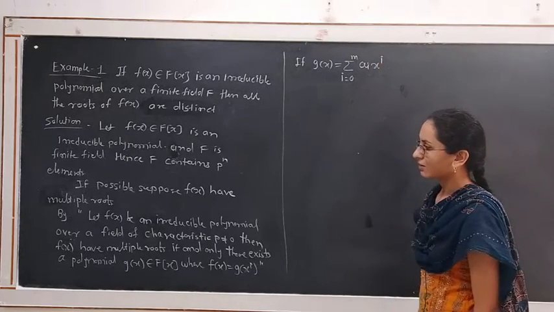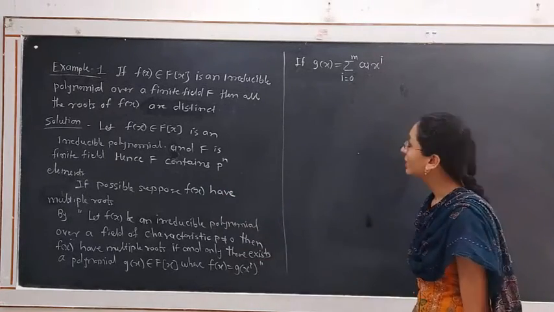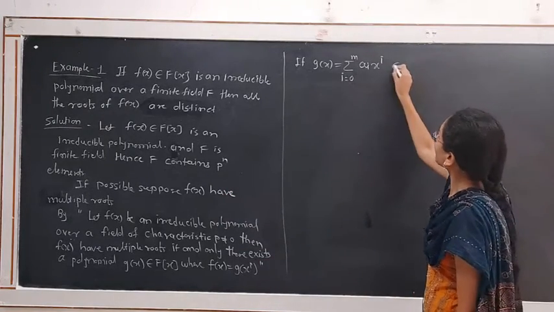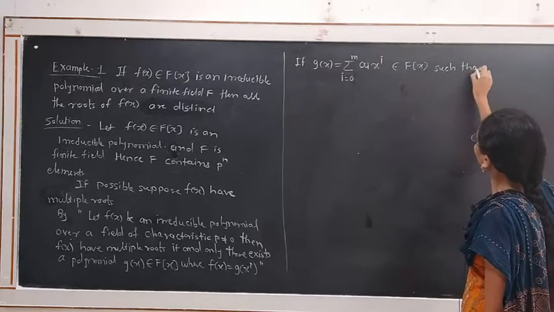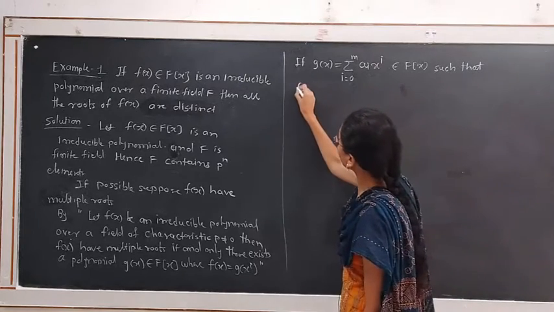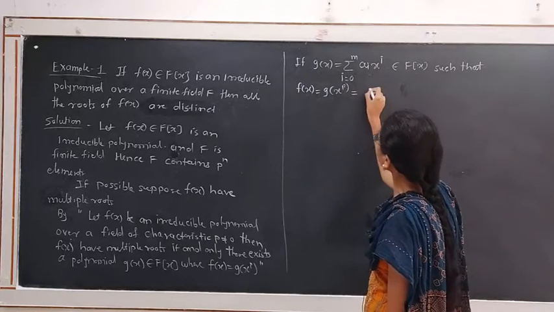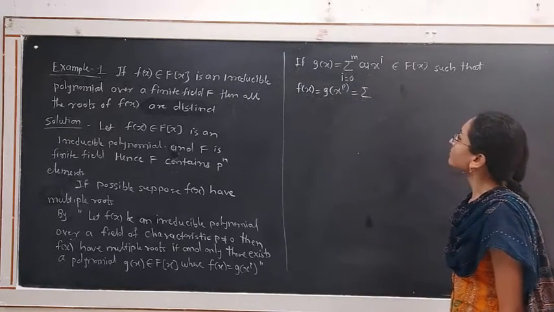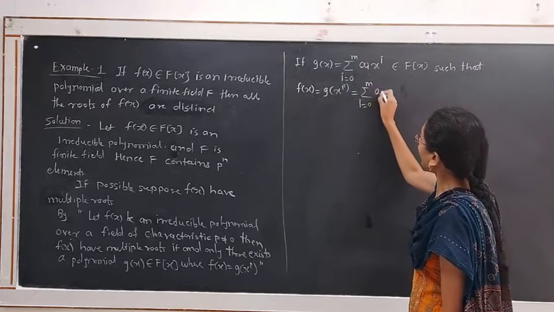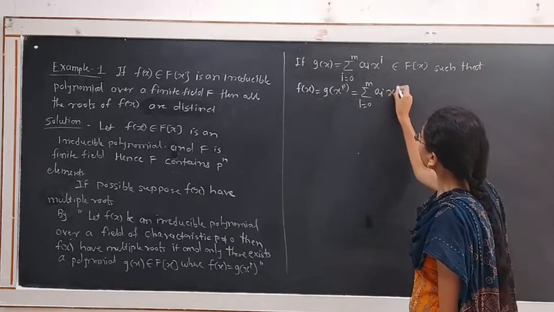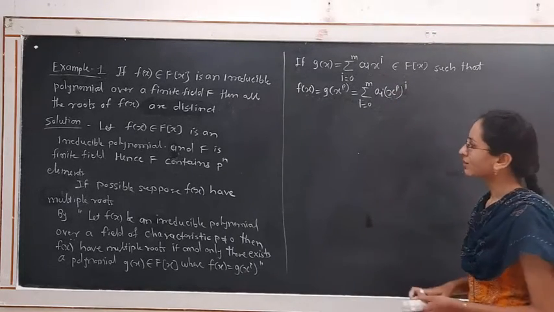Then our assumption is what? If possible, suppose f(x) has multiple roots. Then by this theorem there exists a polynomial g(x) belonging to F[x] such that f(x) is equal to g(x) raised to p. What is g(x) raised to p? Replace x by x^p. Summation i equal to 0 to m, ai x^(p i). This is the polynomial f(x).